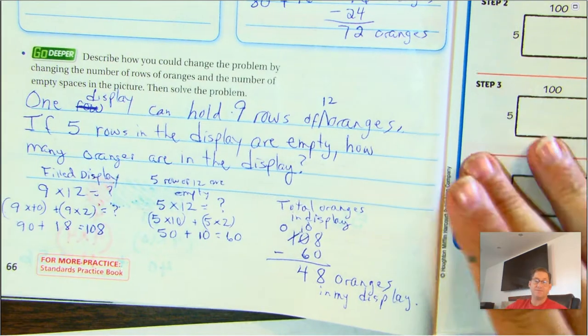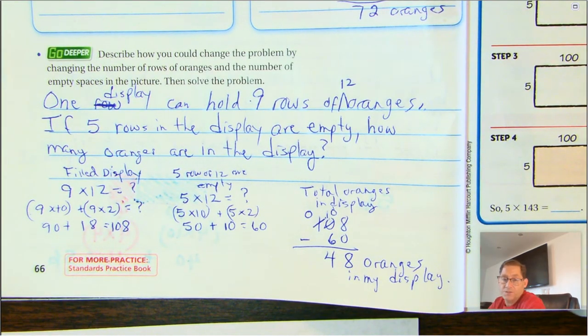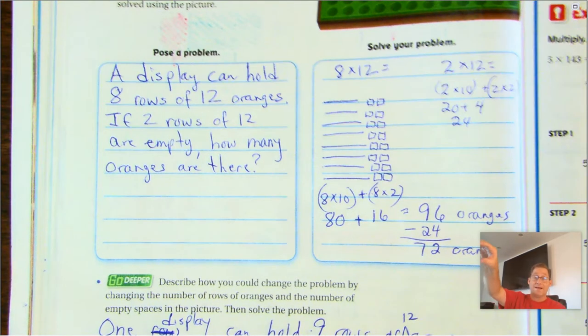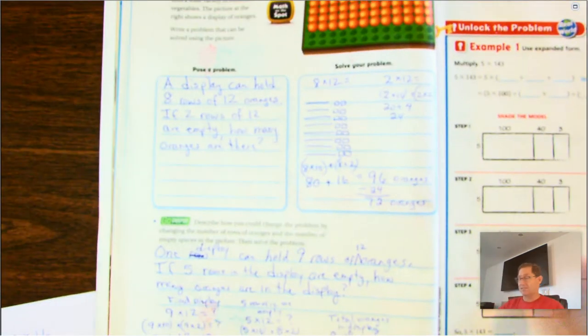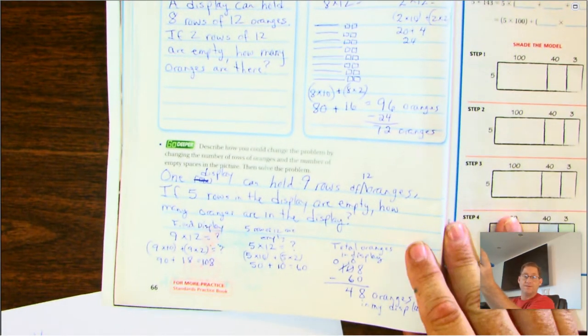Now your numbers might be different than mine, depending on what you said, with how many total rows of oranges you had and how many empty rows. So all of page 66, there's really no only one right answer. It really is just having to practice the concept of distributive property.